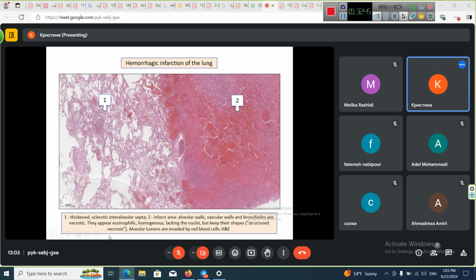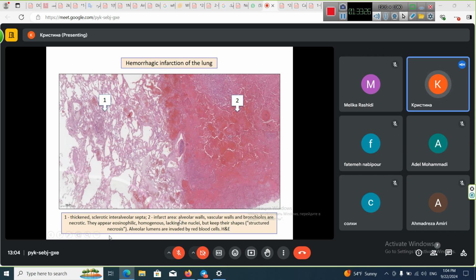Here we see the thickened and sclerotic interalveolar septa. It means that the walls between two adjacent alveoli, which are called septa, are thicker than normal because some connective tissue is overgrown here, which is called sclerosis. This is what sclerotic interalveolar septa means. Septa means the wall between two alveoli. Inter means between. Alveolar means alveoli.